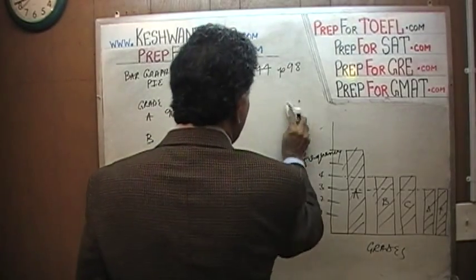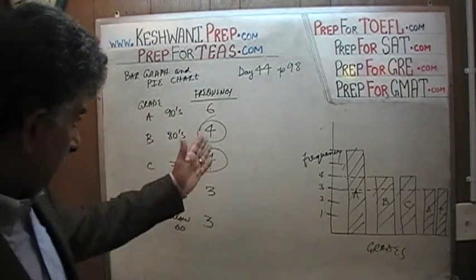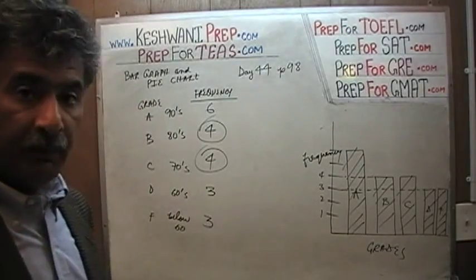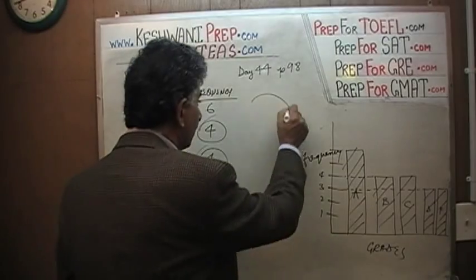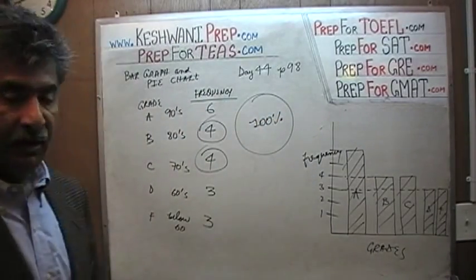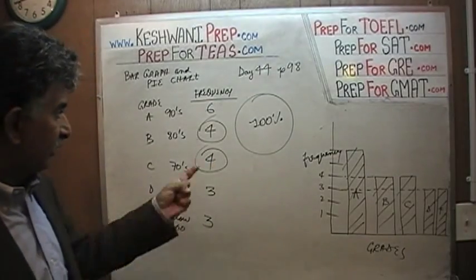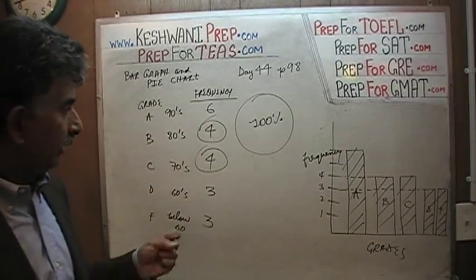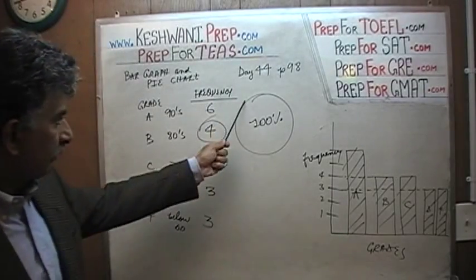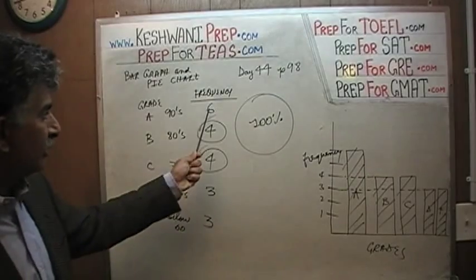Now, in order to come up with a pie chart, the column that we need are the percentages, because in the pie chart we have a circle, and the entire circle represents 100%, and we have to categorize the area of this circle in terms of the percentage each of them is going to occupy. So for the pie chart we're going to need one more column which will represent the percentage of each of these grades.